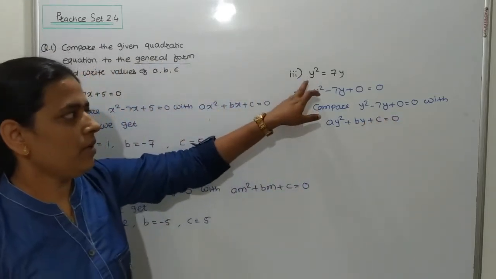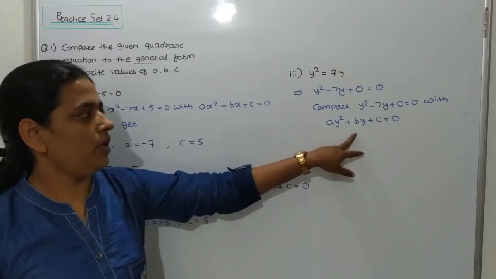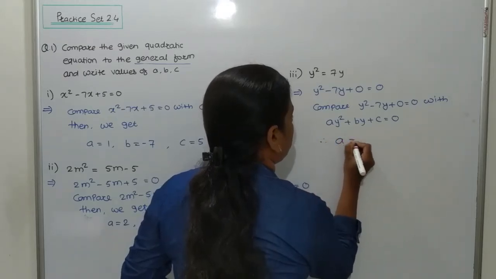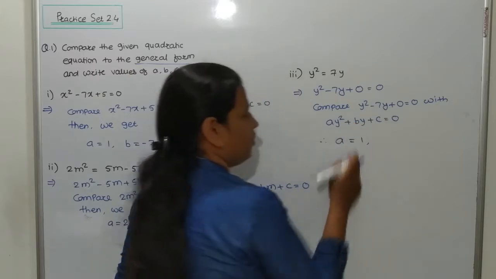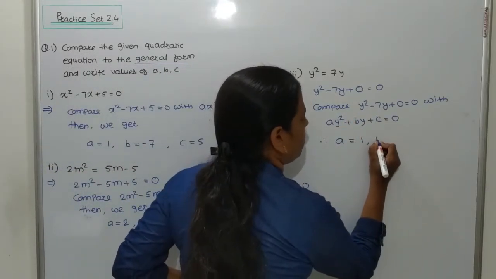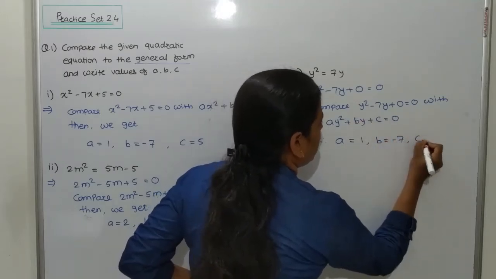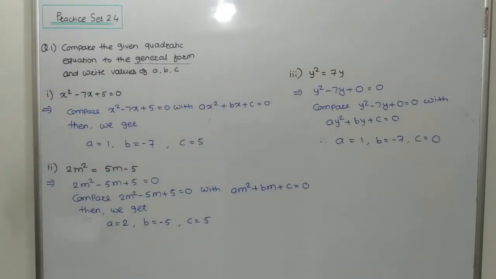So what is the variable term here? That is y. So put here y. That means you have to get ay square plus by plus c is equal to 0. So therefore a is equal to, what is the coefficient of y square? So coefficient of y square is 1. Now coefficient of y, that means b. B is equal to what? Minus 7. And c is equal to 0 here. So in this way you have to complete your question number 1 from practice set 2.4.